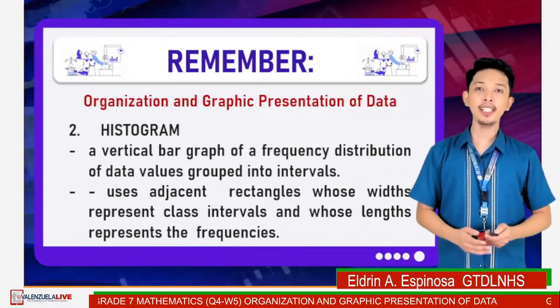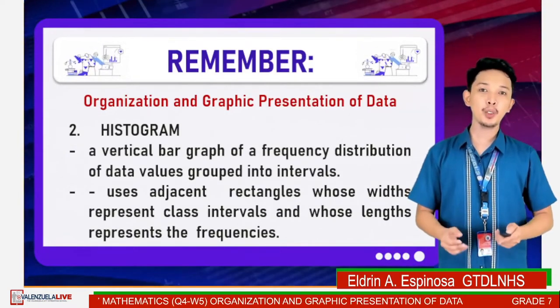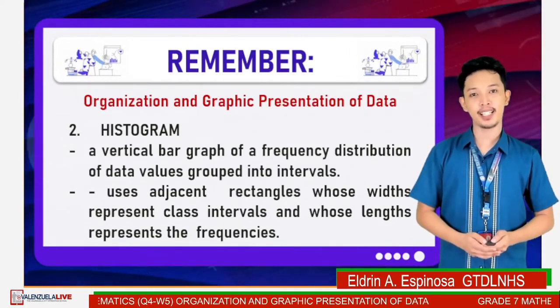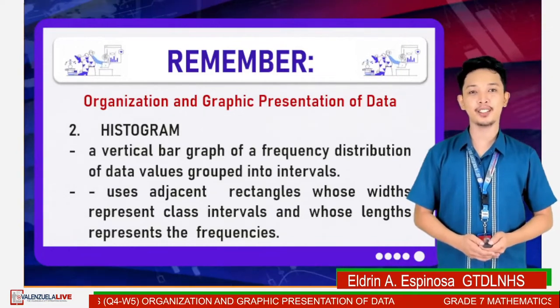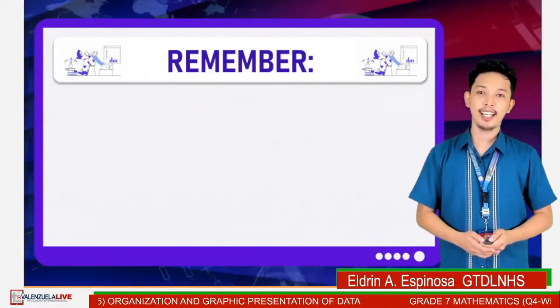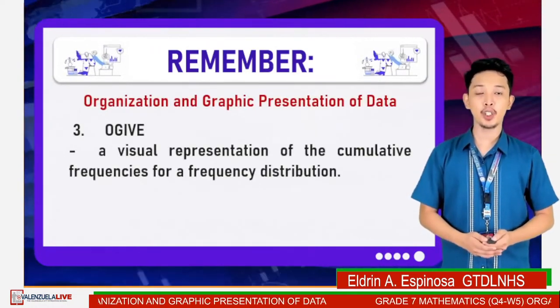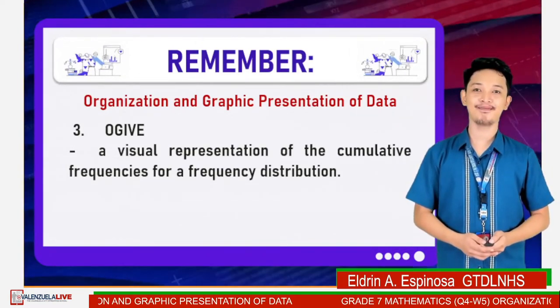We also have the histogram, a vertical bar graph of a frequency distribution of data values grouped into intervals. It uses adjacent rectangles whose widths represent class intervals and whose lengths represent the frequencies. Lastly, the ogive, a visual representation of cumulative frequency for a frequency distribution.